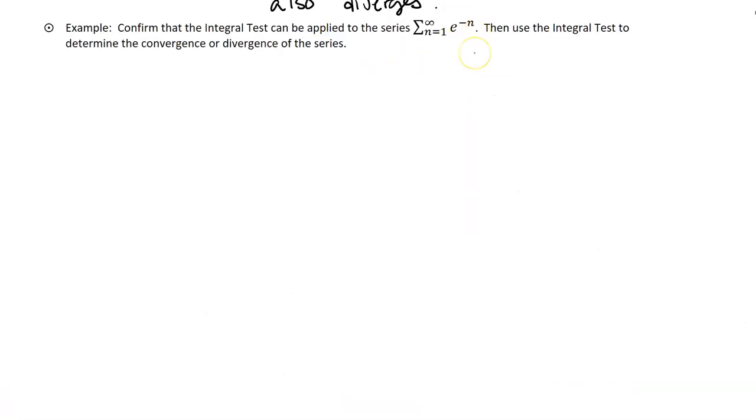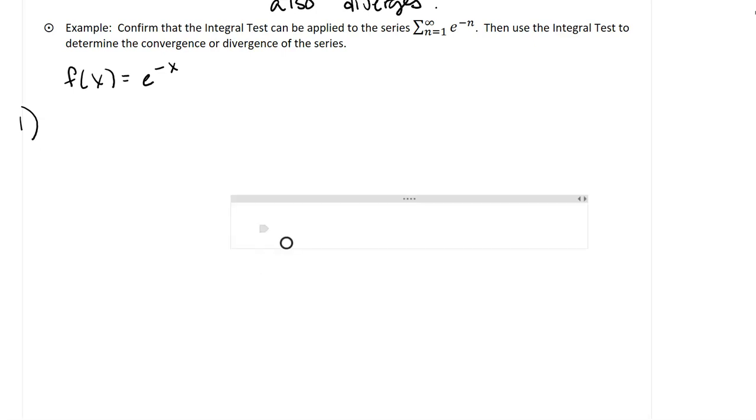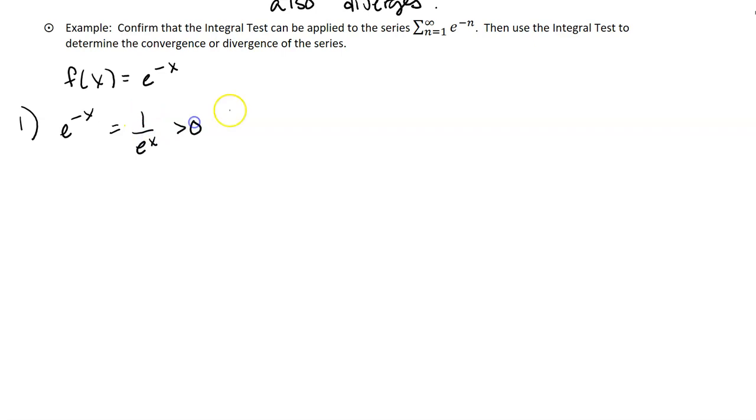With this one, we're looking at the sum from 1 to infinity of e to the negative n. So I'm going to take a similar approach. I'm going to have f of x equals e to the negative x, and I just need to verify those things. Is it positive for x greater than or equal to 1, and is it continuous, and is it decreasing? So number one, e to the negative x is equal to 1 over e to the x, which is greater than 0. So this thing is positive. e to the negative x is continuous everywhere. We don't have to worry about any discontinuities.